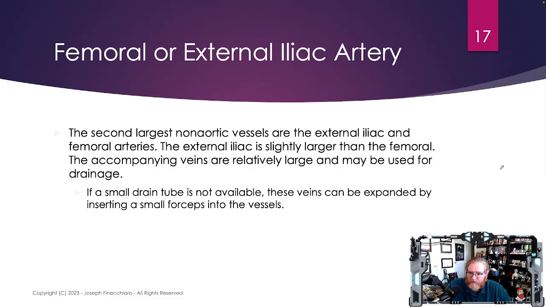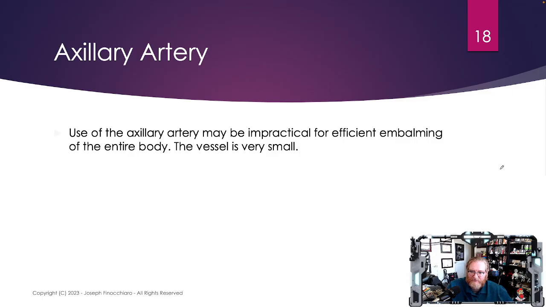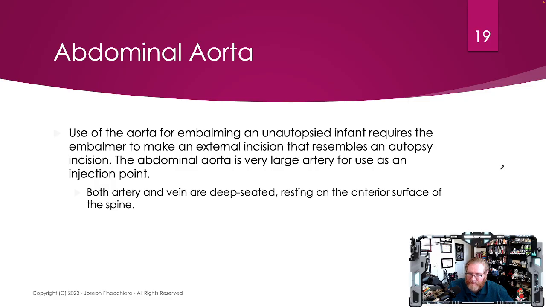The second largest non-aortic vessels are the external iliac and femoral arteries. The external iliac is slightly larger than the femoral. The accompanying veins are relatively large and may be used for drainage. If a small drain tube is not available, these veins can be expanded by inserting a small forceps into the vessel. Use of the axillary artery may be impractical for efficient embalming of the entire body. The vessel is very small. You can find it, but it's pretty much useless.